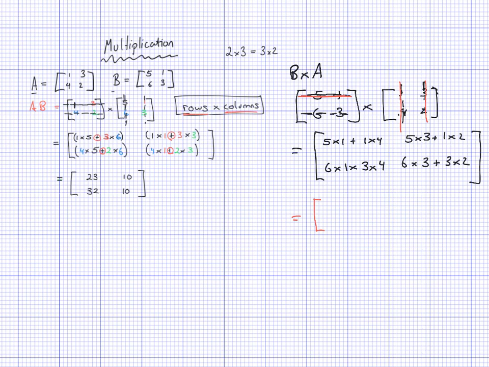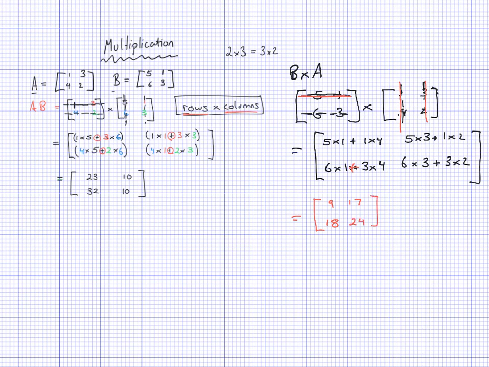So now let's simplify them. 5 by 1 is 5, 1 by 4 is 4, so this is 9. 5 by 3 is 15, plus 1 by 2 is 2, so that's 17. 6 by 1 is 6, plus 3 by 4 is 12, so that's 18, and 6 by 3 is 18, plus 3 by 2 is 6, which is 24.